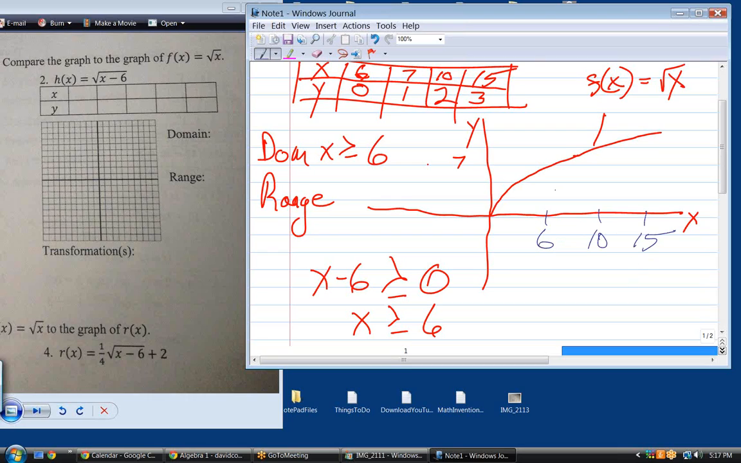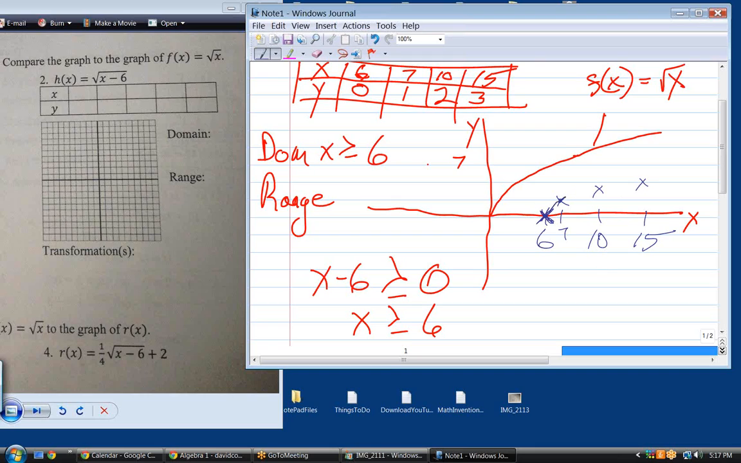When x is 6, y is 0. There's one point. When x is 7, y is 1. So there's another point. When x is 10, y is 2. There's another point. And when x is 15, y is 3.